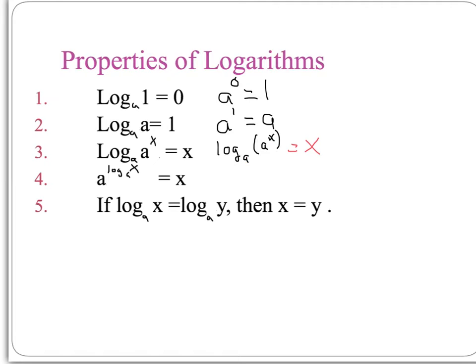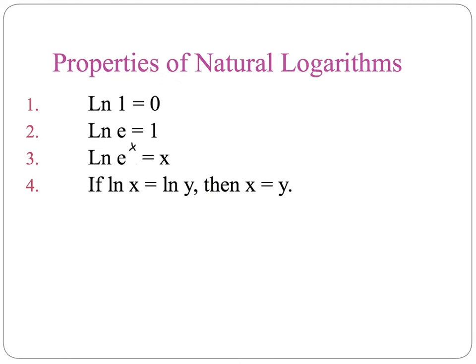Likewise, in property 4, we're just going in the opposite direction. I'm taking base a, and I'm raising it to the log base a of x power. Again, the exponential cancels out with the logarithmic, and we're left with what we started with, which was x. And again, it does not matter what base logarithm you're working in, the properties will still be the same.